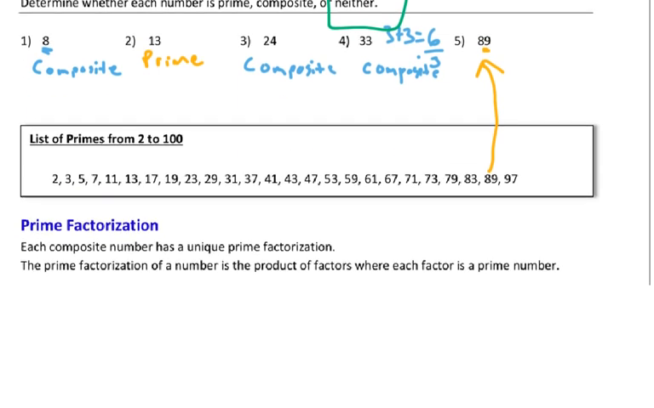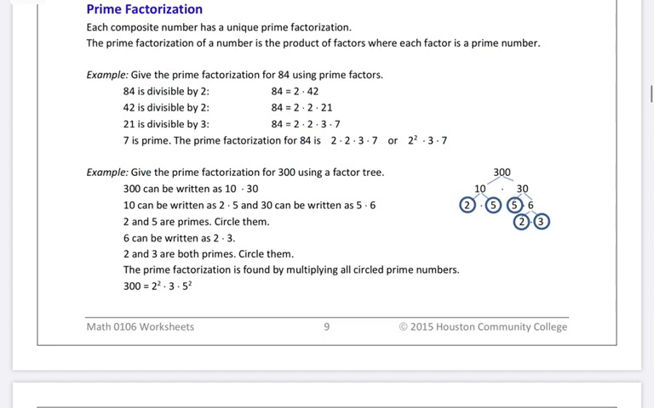So keep that in mind. Awesome. Okay, let's move on. The next bit is going to be talking about prime factorization. Prime factorization, in a nutshell, is, well, let's just go through this real fast. Each composite number has a unique prime factorization. This is true. What's cool about prime factorization, the reason why we like it, is it's unique. Only one number has it. So sometimes people call it the DNA of a number, as it's a unique coding for every number. The prime factorization of a number is the product of the factors where each factor is a prime number.